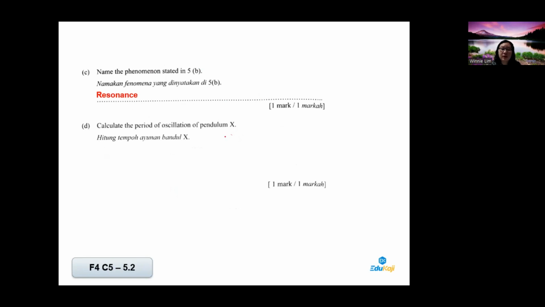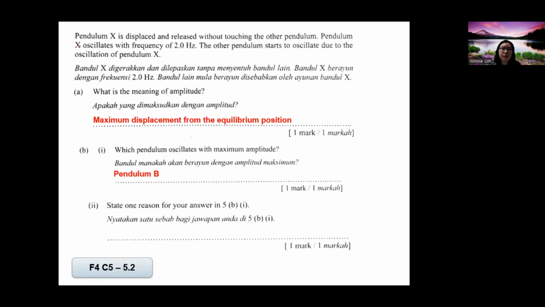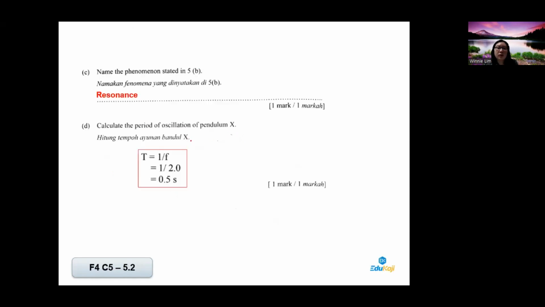So next, they want you to calculate the period of oscillation of pendulum X. Again, in the question, they actually give you the frequency. Notice or not? The pendulum X oscillates with frequency 2 Hz. So how do you relate frequency with the period? The relationship is T equals 1 over f. Period is the reciprocal of the frequency. So you just divide 1 by 2 and then you get 0.5 second.